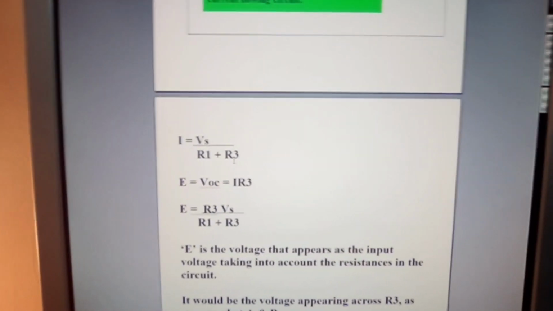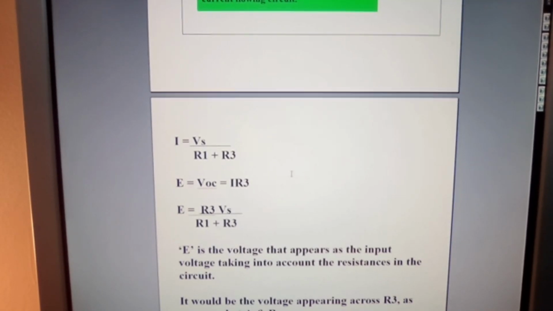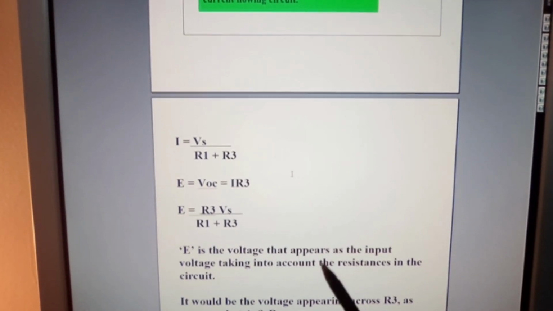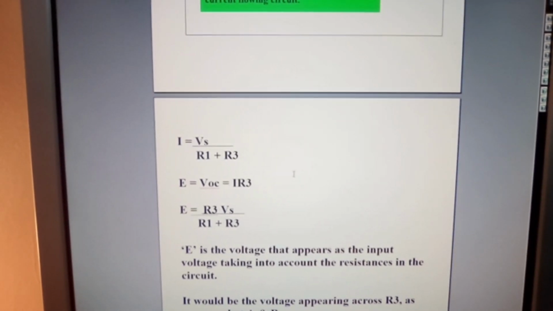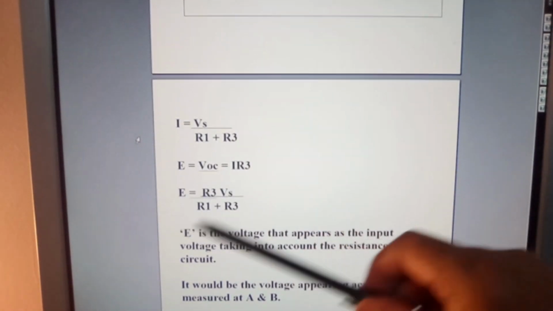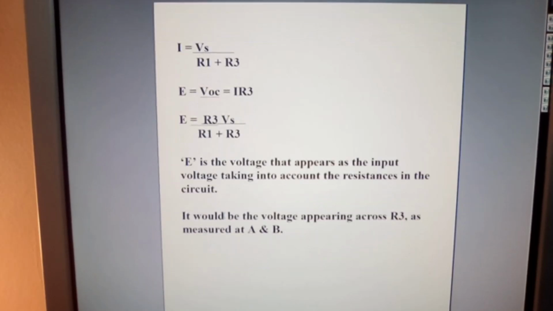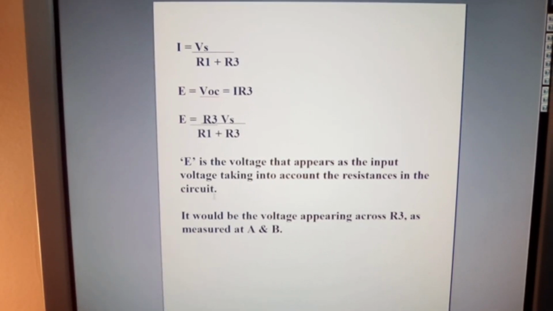VOC is open circuit voltage, okay? E is the voltage that appears as the input voltage, taking into account the resistance in the circuit. This is the formula that you will need to apply. It would be the voltage appearing across R3 as measured at A and B.